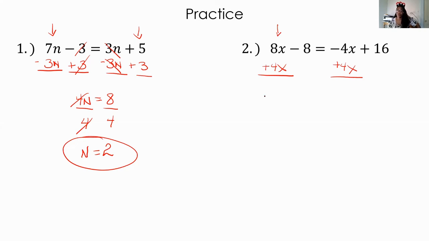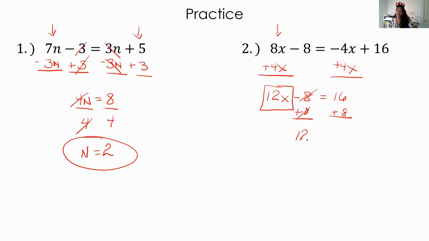So 8x plus 4x gives me 12x. You can bring down your -8, bring down your equals, and since -4x plus 4x will give me 0, I don't have to put it down because I don't need the placeholder because I already have the 16 there. Because anything plus 0 is going to be itself. So now I want to keep this 12x right where it is. So I'm going to add 8 to both sides.